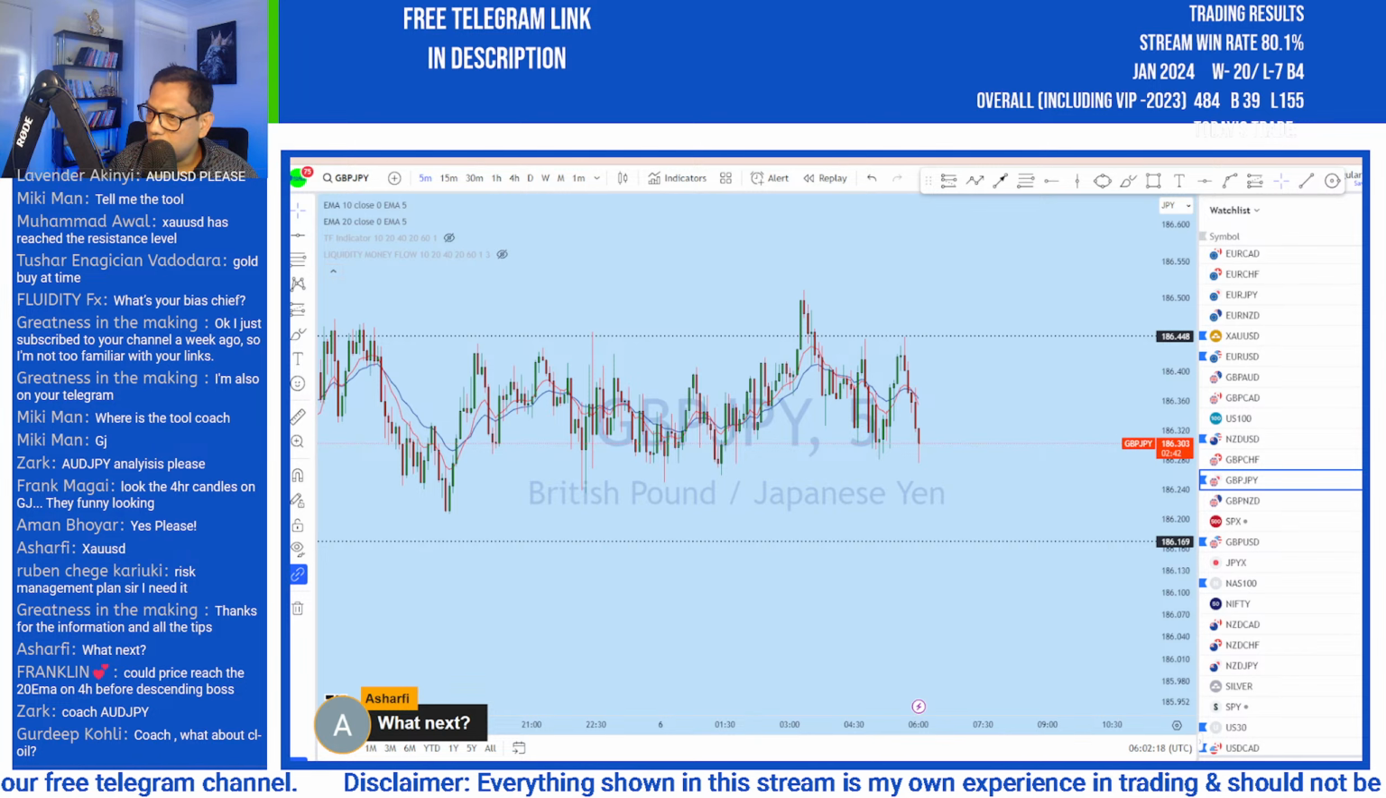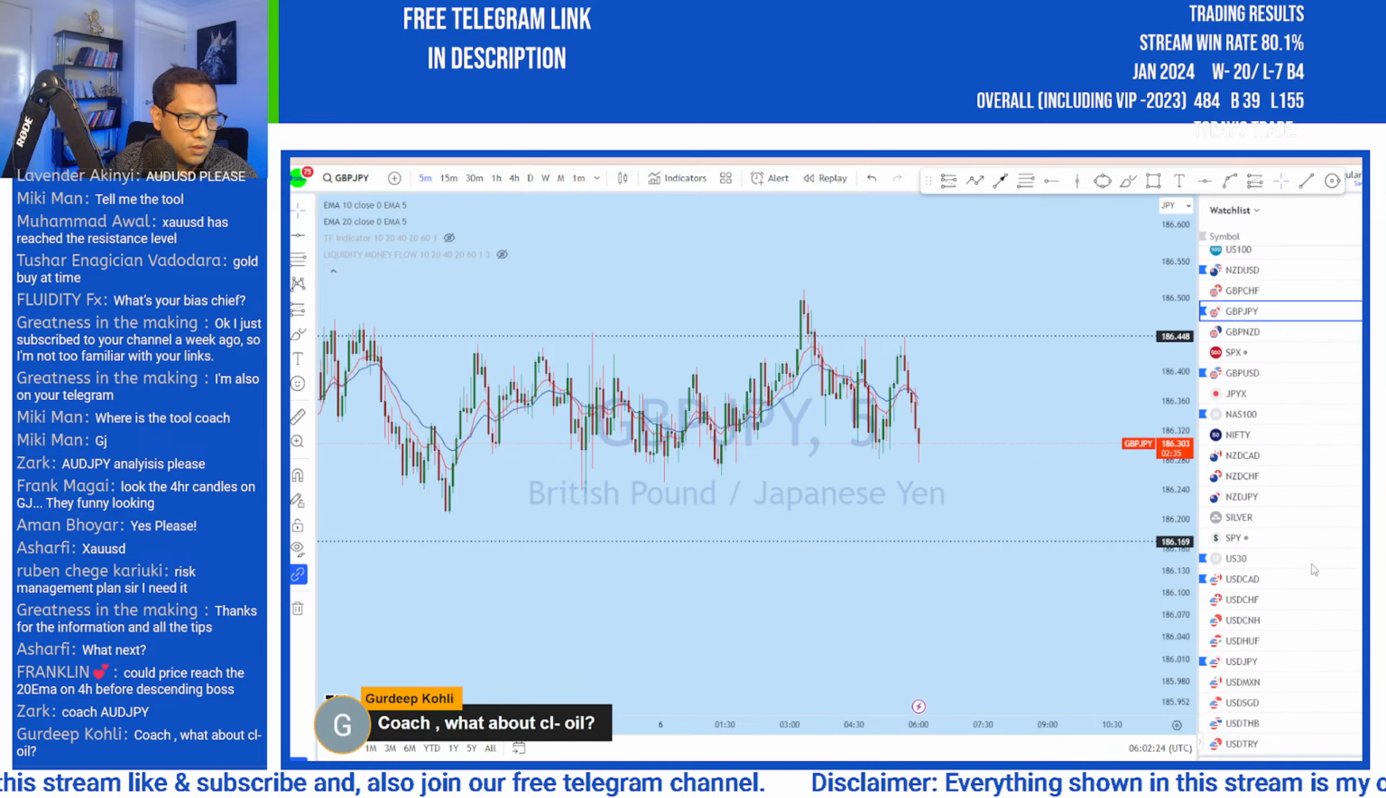Could price reach the 20 EMA on the 4 hour descending bounce? Okay. For the yen, coach, what about oil?